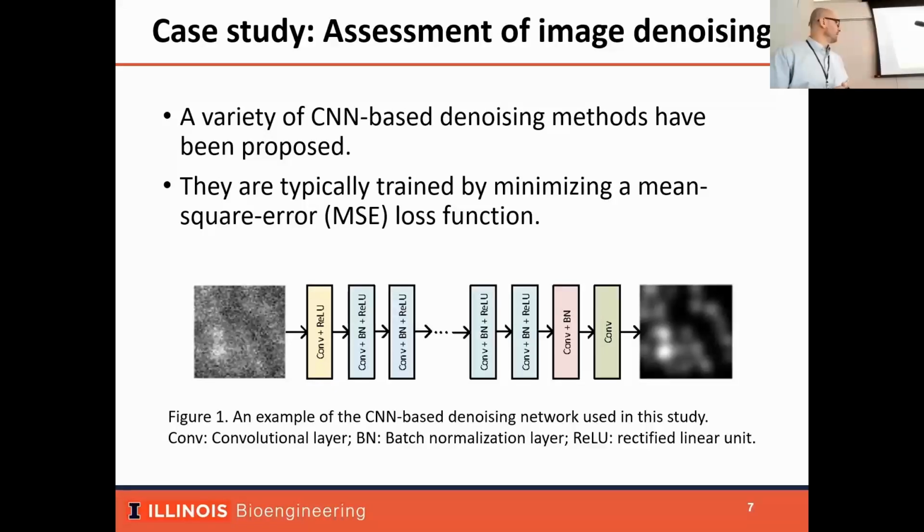I think most of you know that denoising is one of the applications of deep learning that's getting traction. It's very, very relevant to medical imaging applications. You already heard about it a few times today.